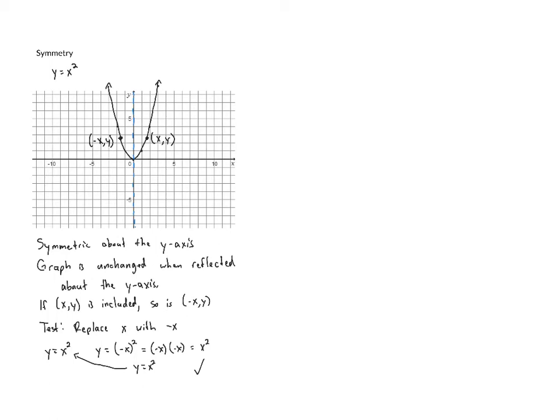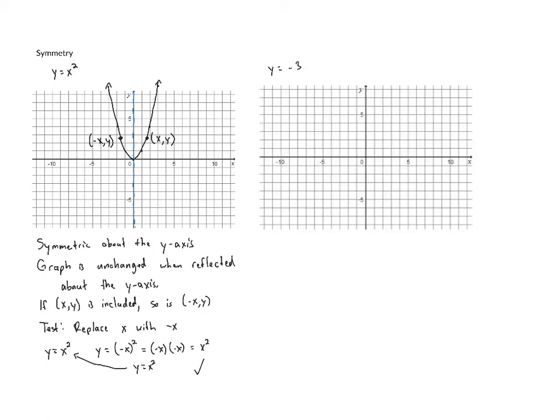Let's look at one more quick example of a graph that's symmetric about the y-axis. Let's take a look at y equals -3. All right, y equals -3 is a constant function. No matter what the value of x is, we know that y has to be -3. So if x is 0, y is -3. That gives us this point. If x is 5, y is -3. If x is 10, y is -3. If x is -3, y is -3. This ends up giving us a horizontal line.